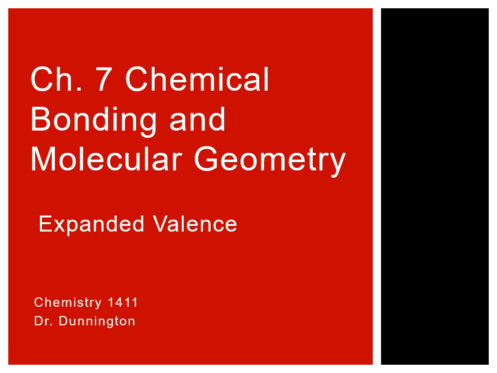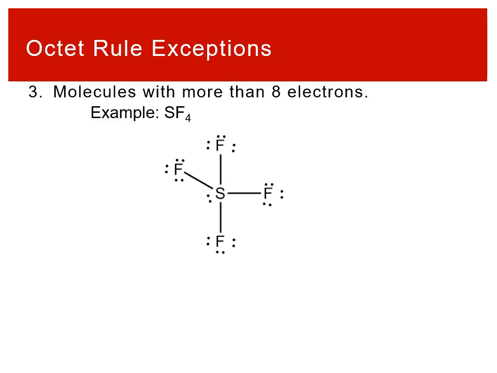The final type of octet rule violation is those atoms that have expanded valences. So we've looked at unfilled valences and radicals. Now we want to move on to molecules with more than 8 electrons around a single atom. For example, SF4. So we definitely know this molecule exists, and this is our Lewis structure to represent what the bonding in this molecule is.